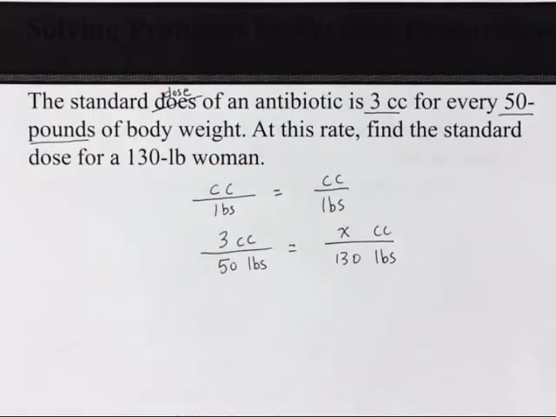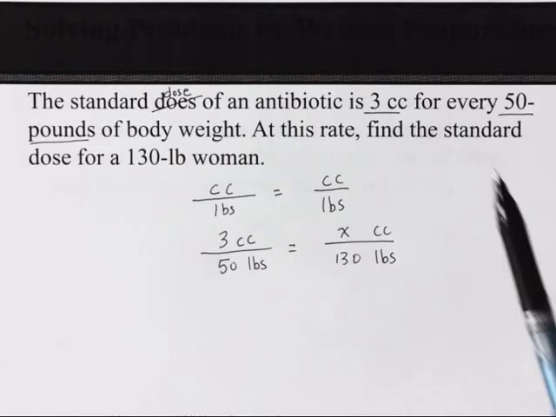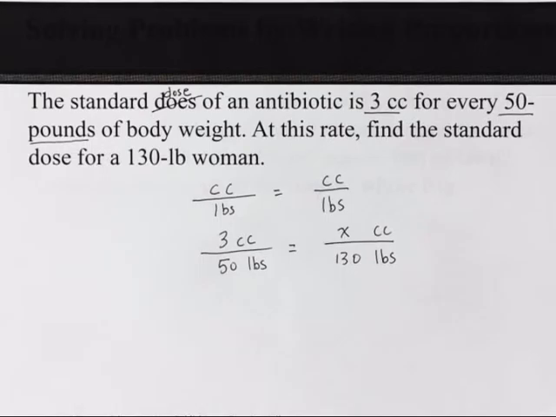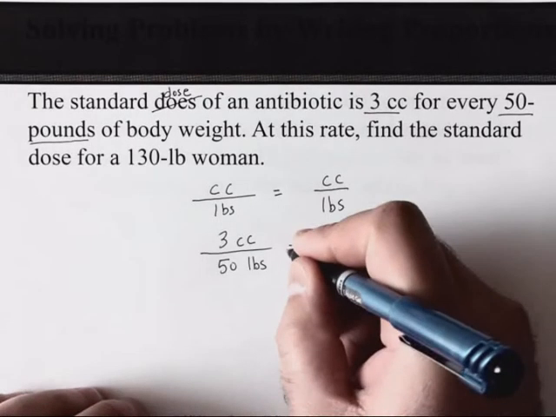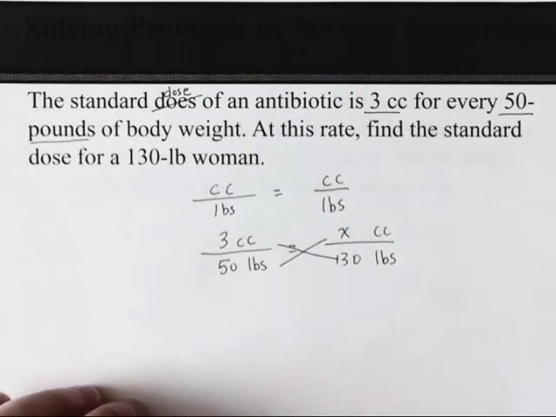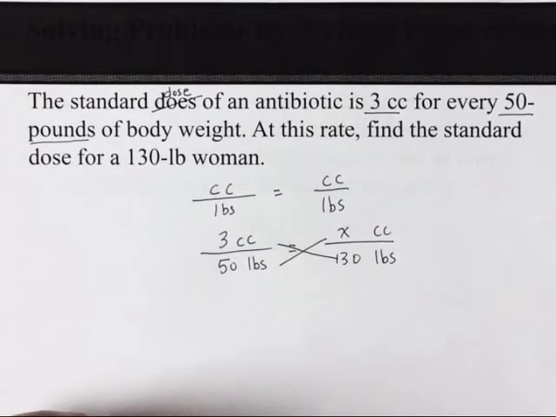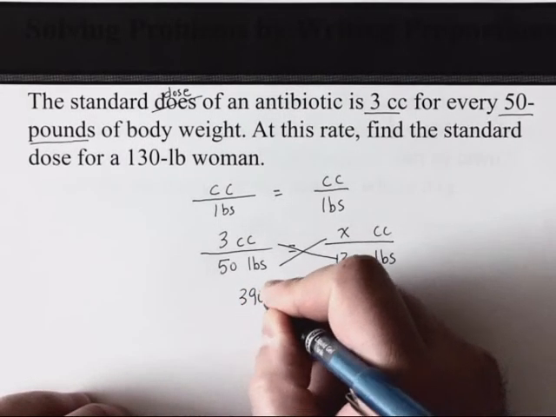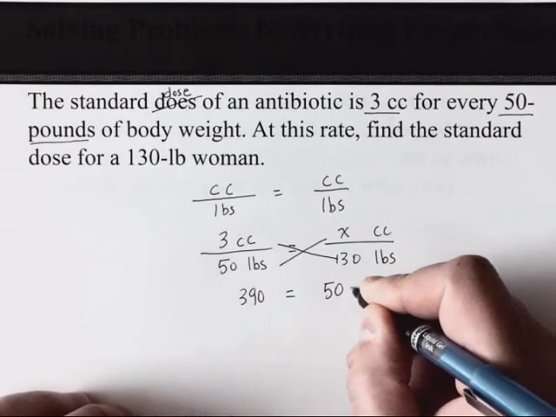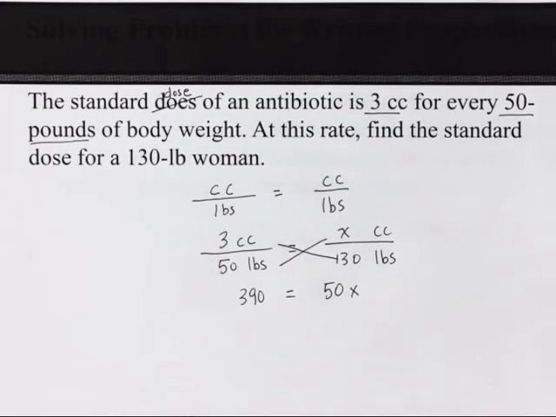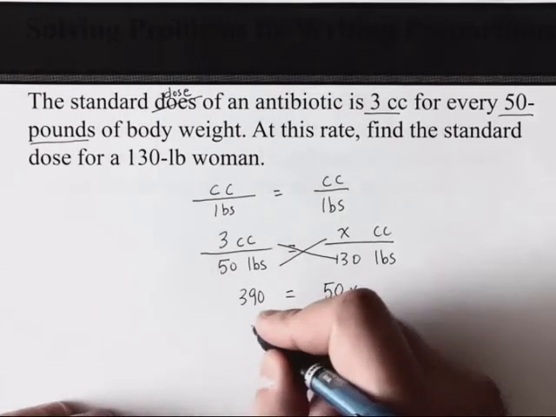Notice that we're keeping everything consistent: cc's as the numerator, pounds as the denominator, using the information from the problem. Setting up those ratios. So now we want to solve for X. So do our cross products. So 130 times 3 gives us 390 equals 50 times X, or 50X. And then we want to solve for X, so divide 390 by 50.